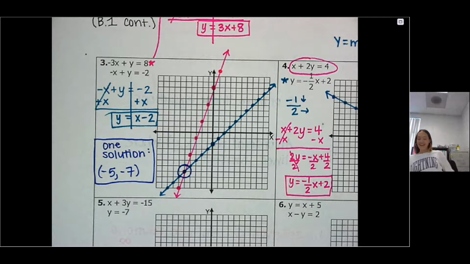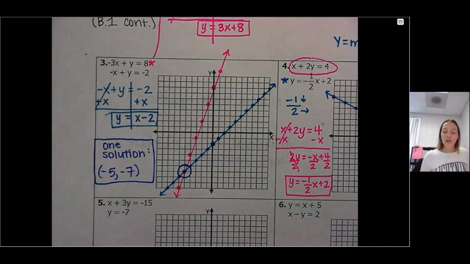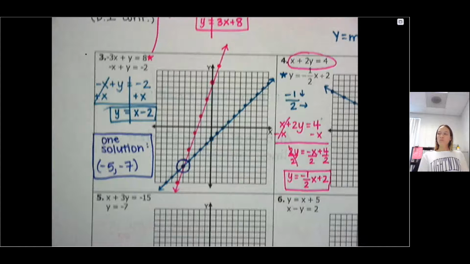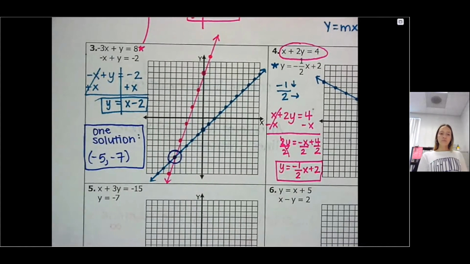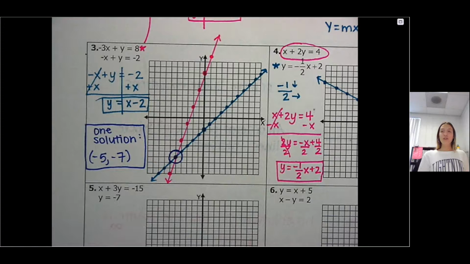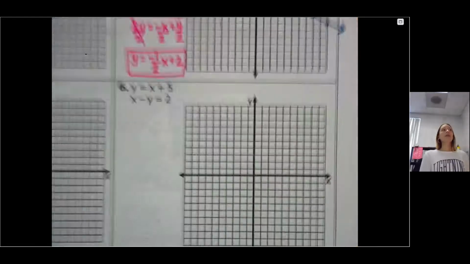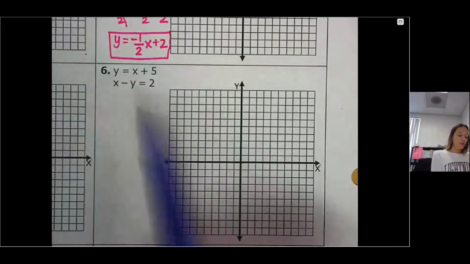Okay, let's do one more, and then I will let you try the last few that are left over. Let's do number 6. Are you looking at number 6? Okay, you're saying the equation's written correctly for the first one. Yes.